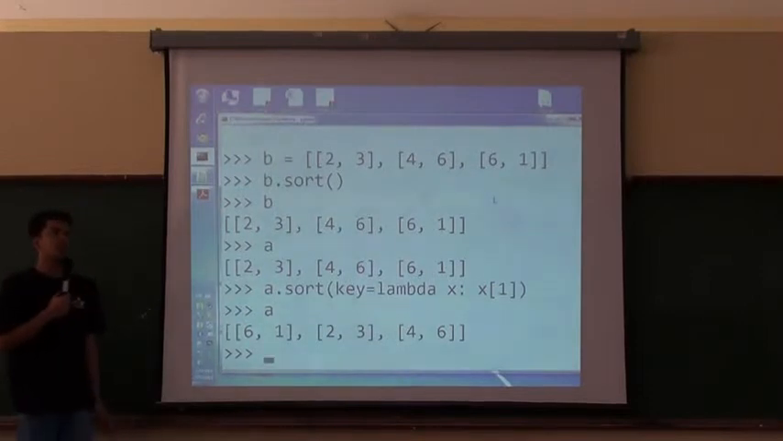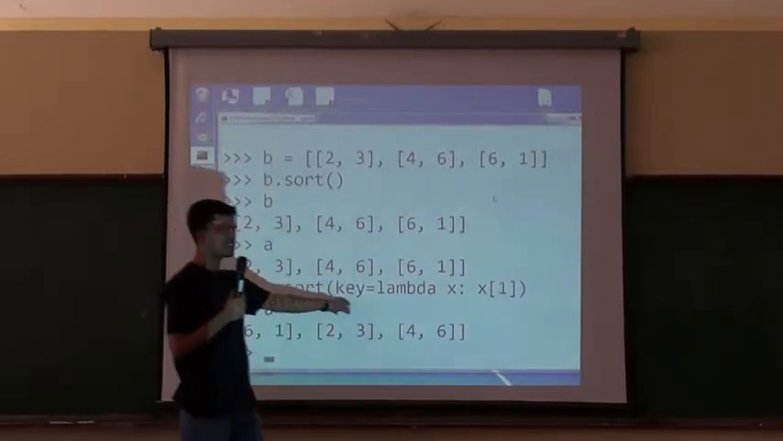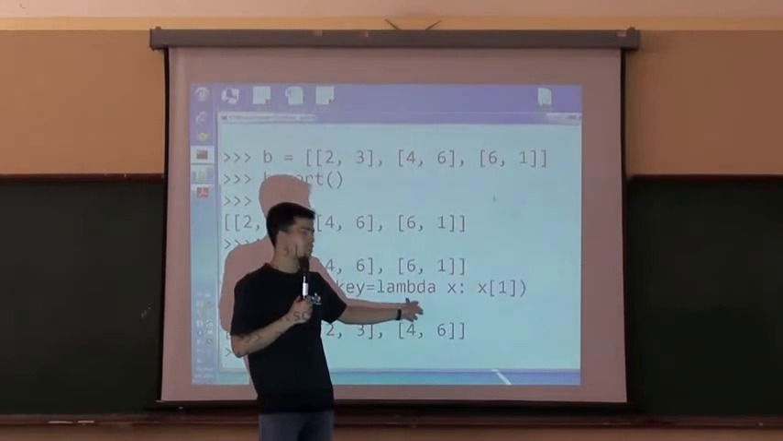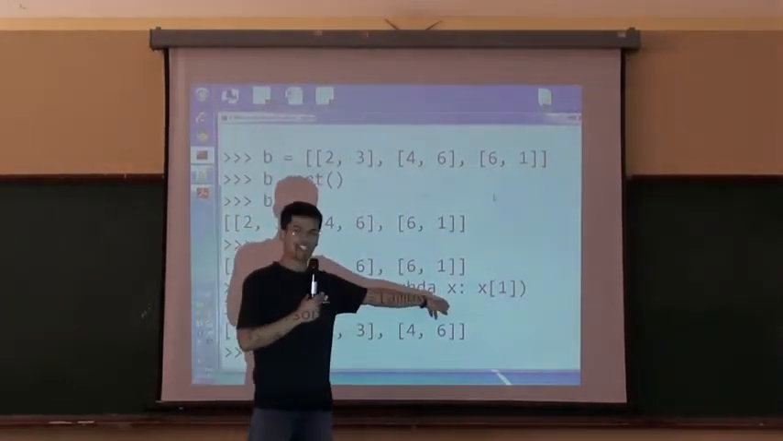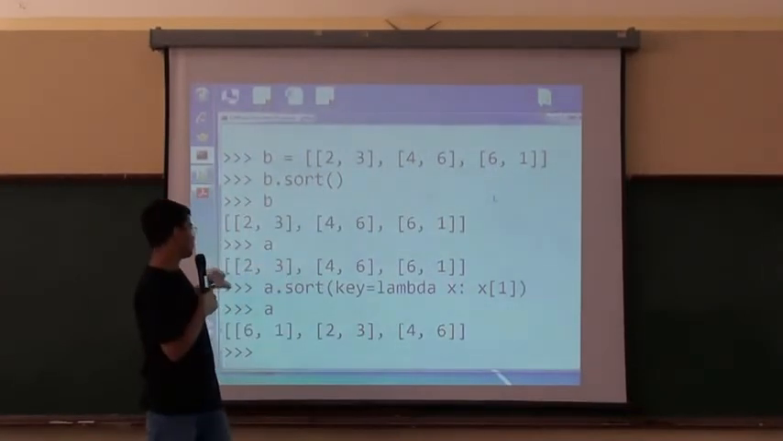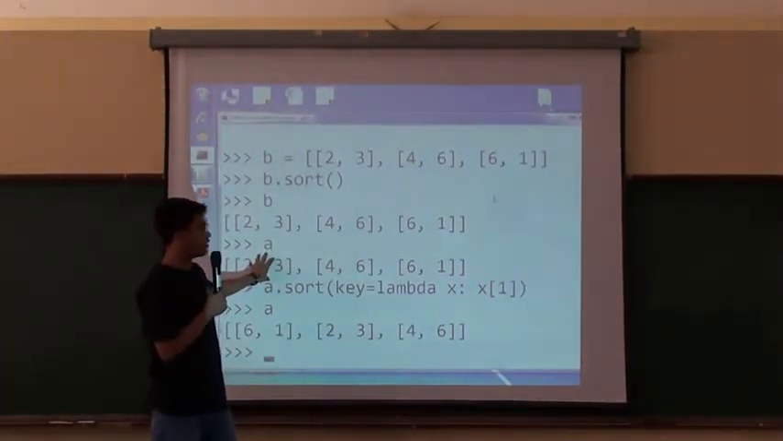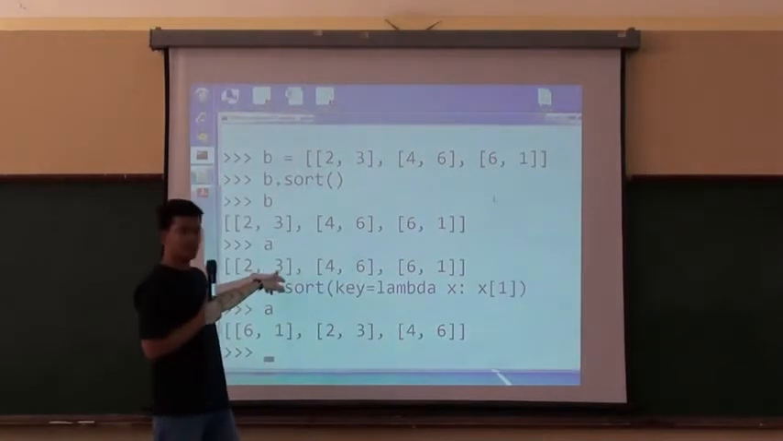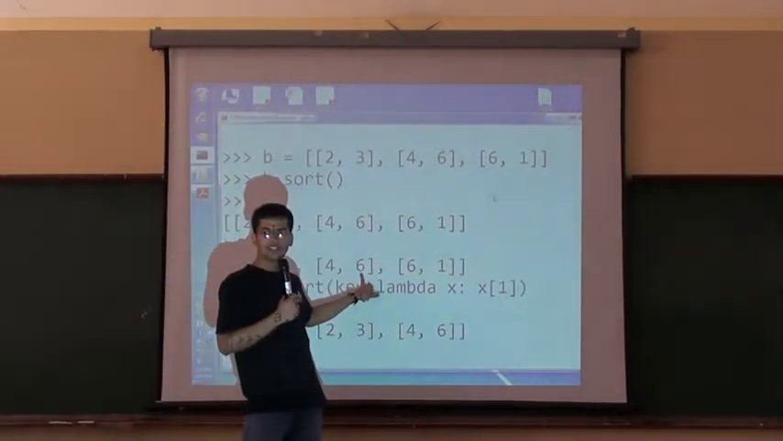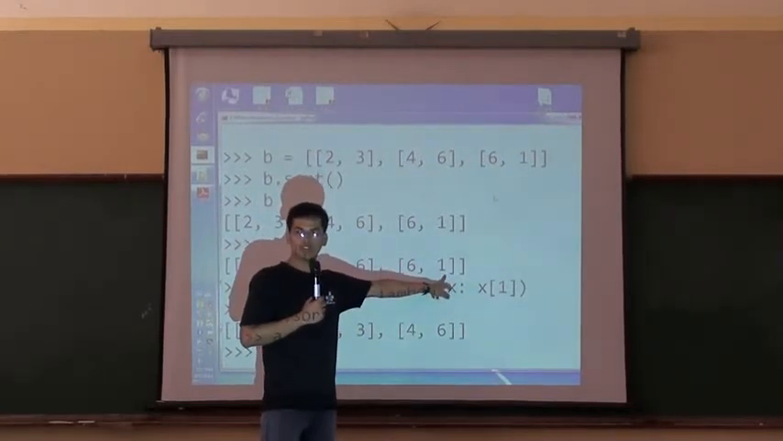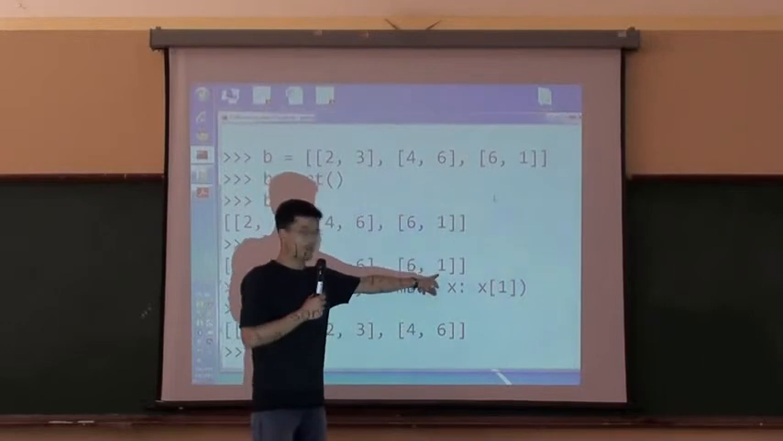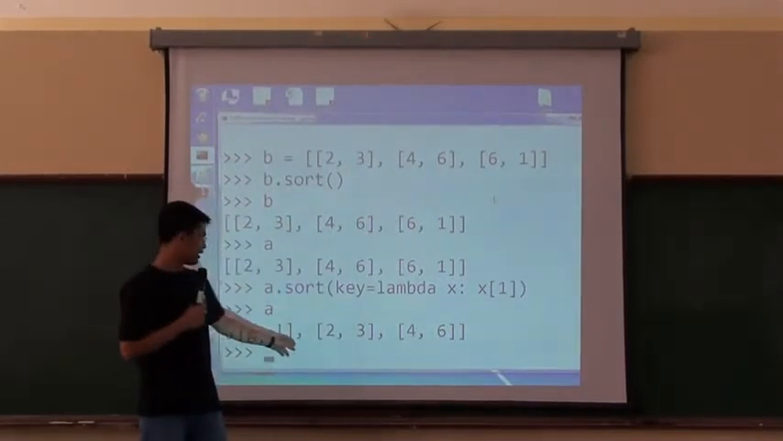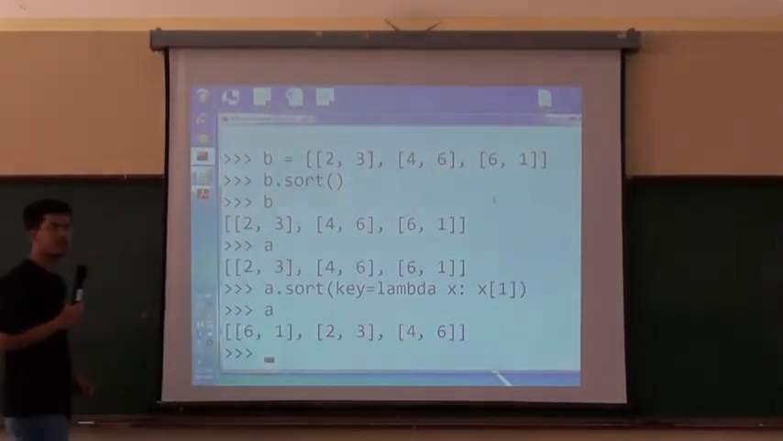So this is how you do it. Key takes some criteria, right? Lambda, we know that it is a function. Lambda will take one element, the first element is this. It takes any element, basically it finds x of 1. x of 1 here is 3, x of 1 here is 6, x of 1 here is 1. Then it should sort based on this criteria. So it does 1, 3 and 6, then it prints that element. So key is very critical.